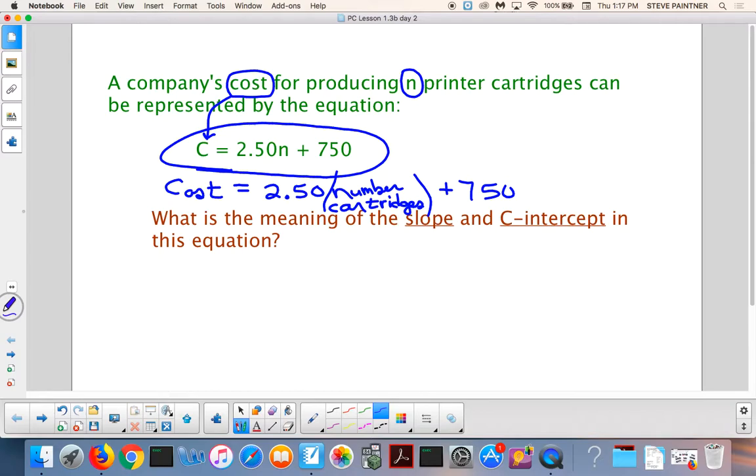Remember yesterday I started the lesson off with what is slope-intercept form, and you said what? Y equals mx plus b. Okay, so now it's a story problem, and when it's a story problem, they kind of throw out the x's and the y's, and they replace it with, in this case, what did y get replaced with? Cost. So the cost is now y, and what is x? The number of cartridges, right?